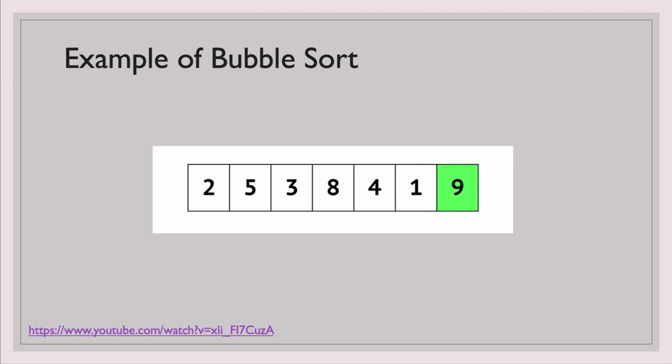Done with the first iteration. 9 is now in the correct spot. Let's continue. You get the picture. I'll see you at the end of the algorithm.